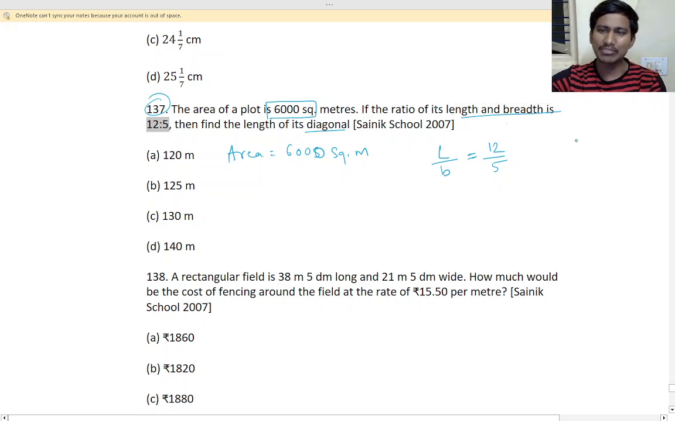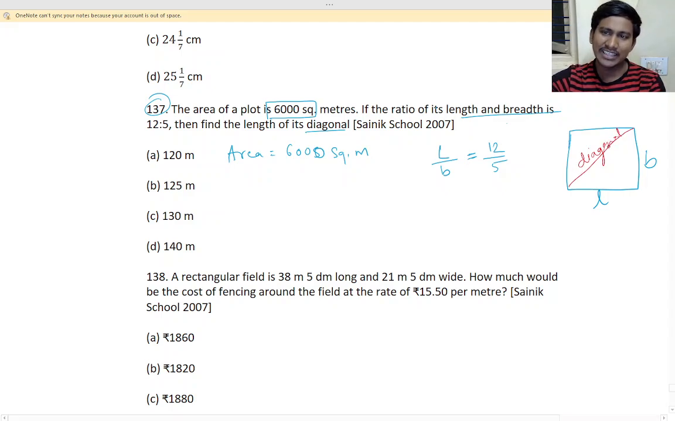So diagonal means, this is the rectangle. If you consider this is the length, this is the breadth, the diagonal will be the line joining these two. This is the diagonal. How do you find the diagonal? We find the diagonal by taking the square root of L square plus B square.